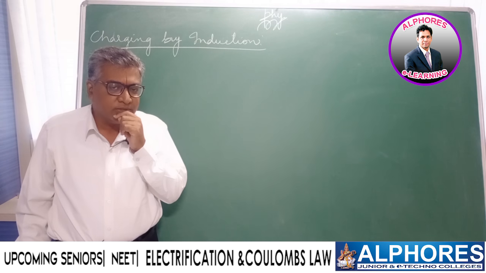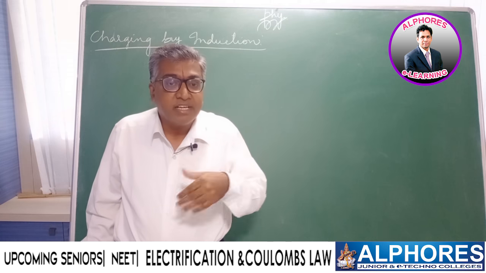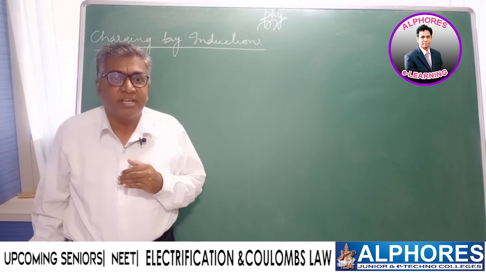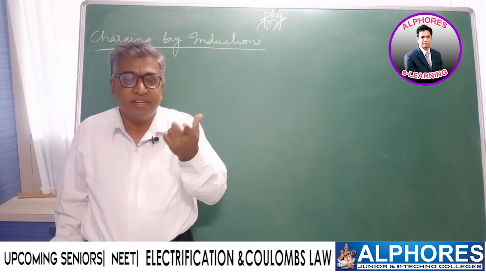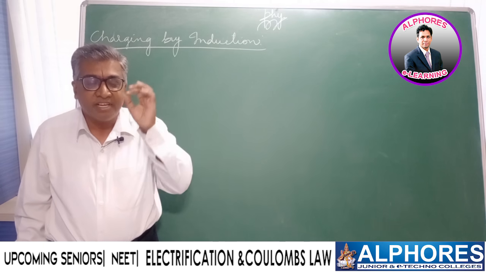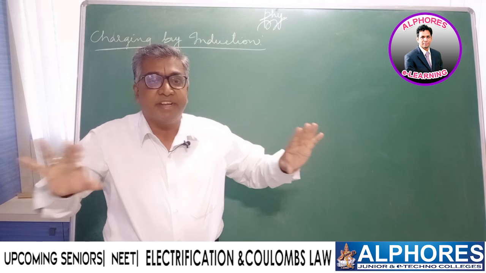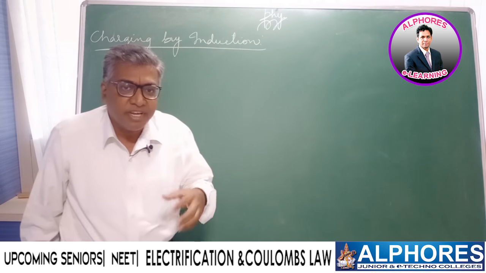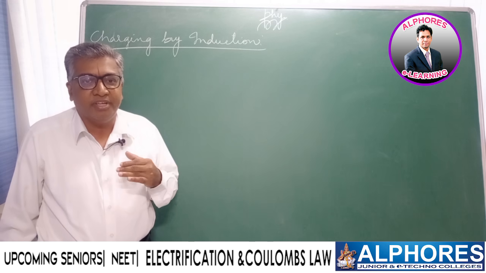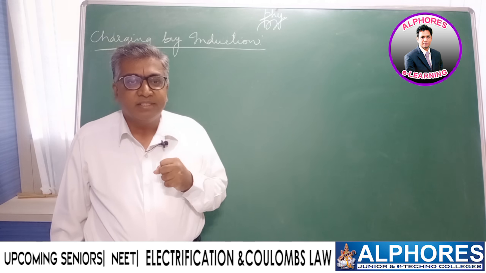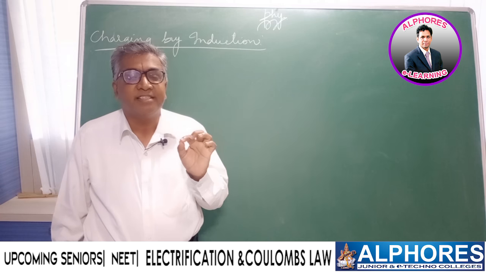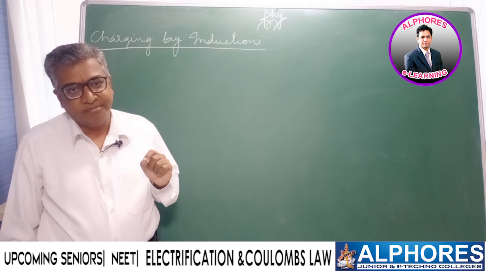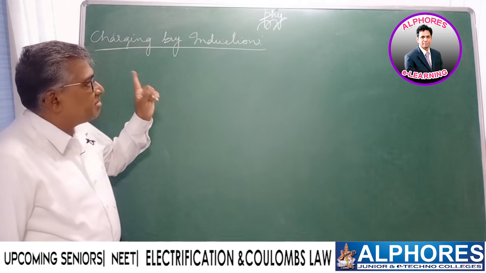How is it possible? How can you charge another body without losing a charge? Because charge is conserved. I keep telling you that charge is always conserved. Charge can neither be created nor destroyed. So how can you produce charge in another body without losing charge? But to your amazement, it is possible. The method is charging by induction.